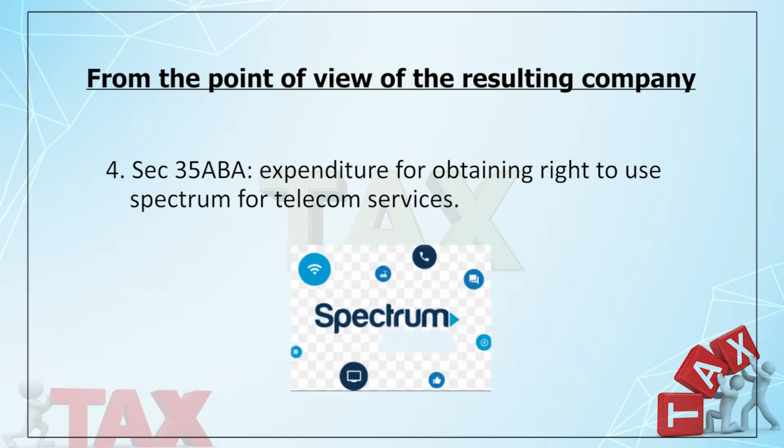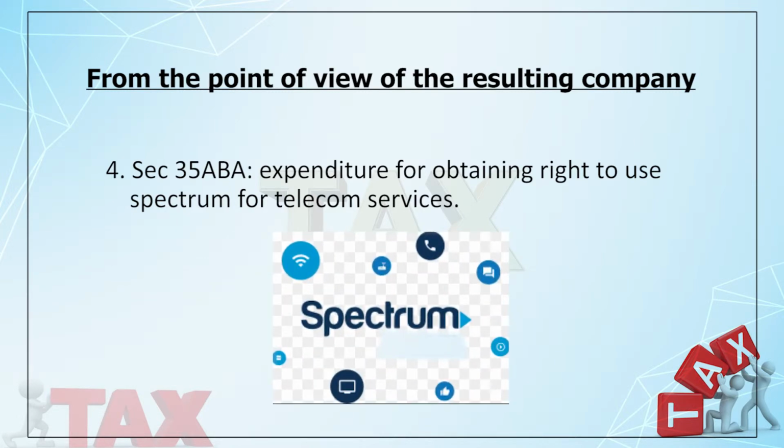Then the next section is 35 ABA. Scientific research is not allowed. It is only allowed in case of amalgamation, not in case of demerger. Section 35 ABA talks of expenditure for obtaining the right to use the spectrum, right?